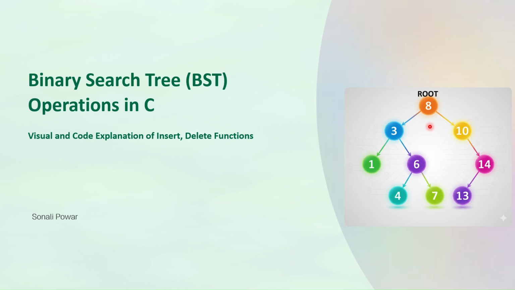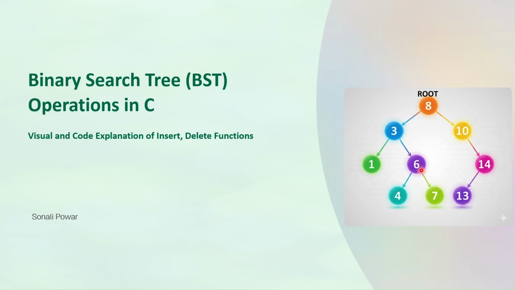Another rule is, if you take 8 as a parent, the value of the left child must be less than 8 and the value of the right child must be greater than 8. That is the second rule. Now if you observe, all the nodes present in this tree follow both the rules.